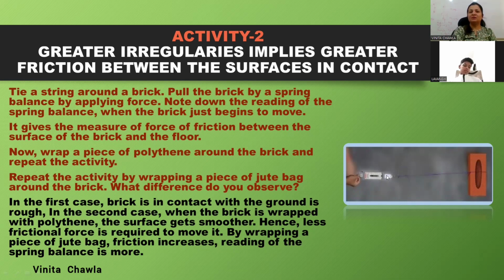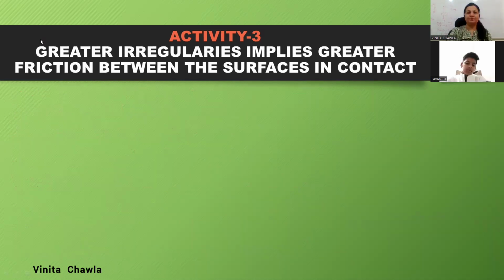And polythene is soft, smoother as compared to jute bag, and therefore there will be fewer irregularities, and so is the frictional force. We can perform this activity in the class. It can be done. I have a spring balance. I'll show you one day.